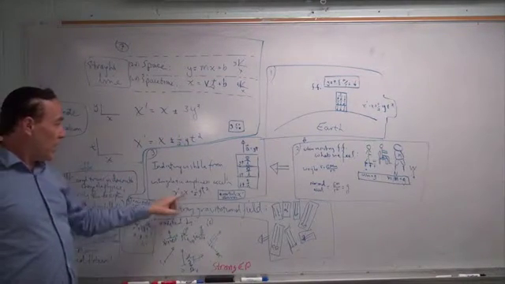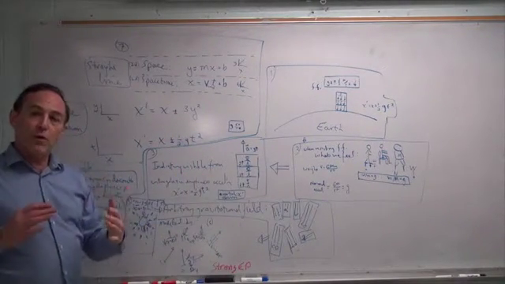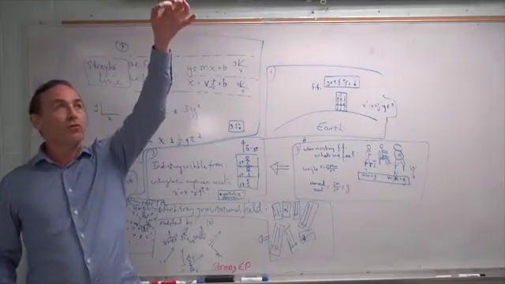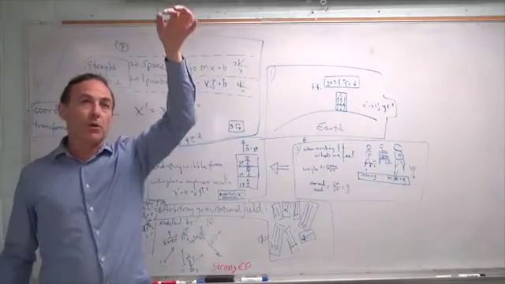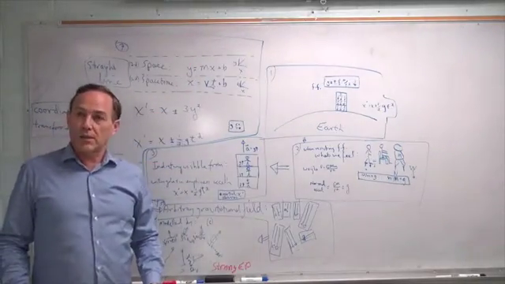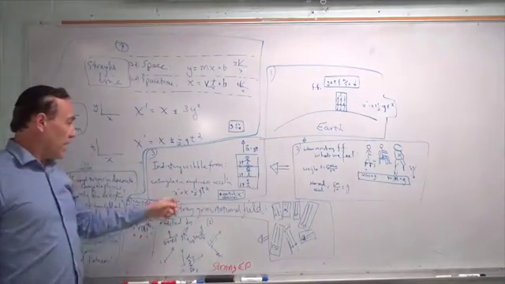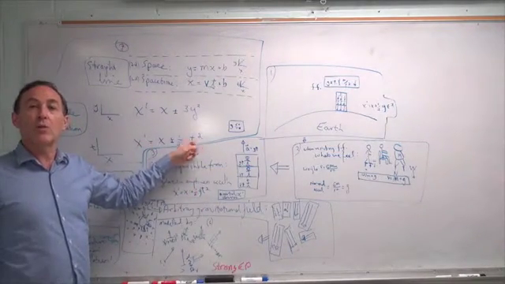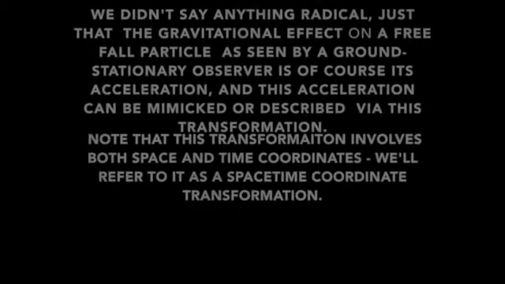So in other words, going from the viewpoint of the planetary surface to the viewpoint of the free-fall particle, the free-fall particle claims it's inertial and we say it's accelerated, we see it as a coordinate transformation in space-time. It's a space-time coordinate transformation.